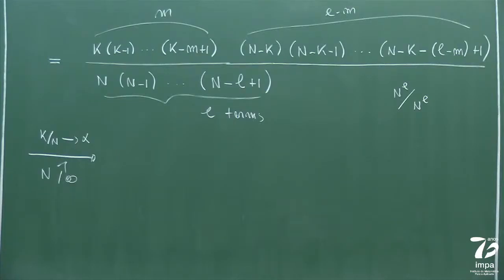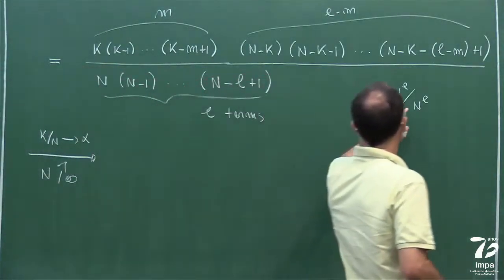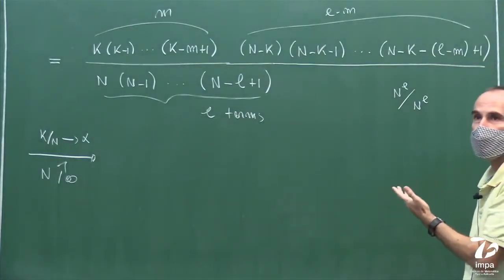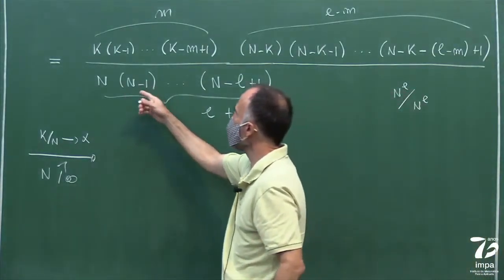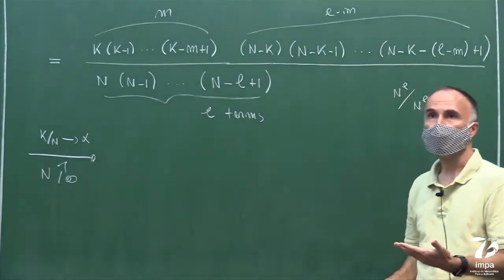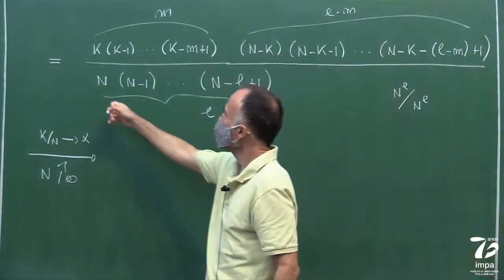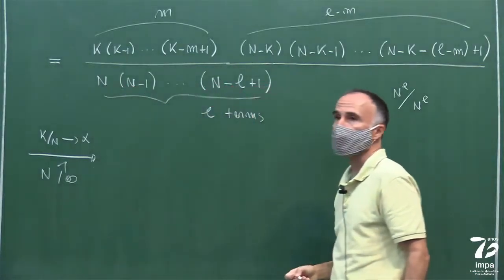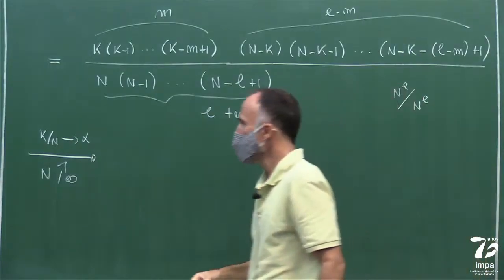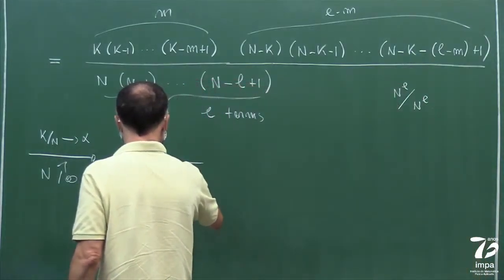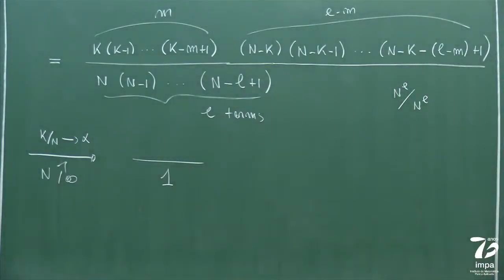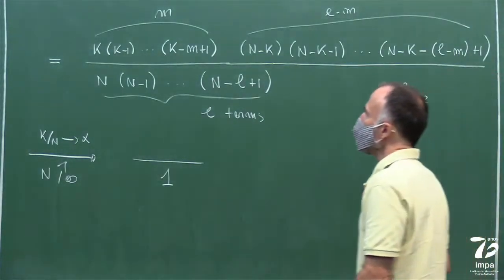Okay? So if I divide by n to the power L, I have L terms, so I'm dividing each one by n. L is fixed, so this one will converge to 1, this one will converge to 1, and this one will converge to 1. So after this operation, the denominator will converge to 1. Now let's see the numerator.